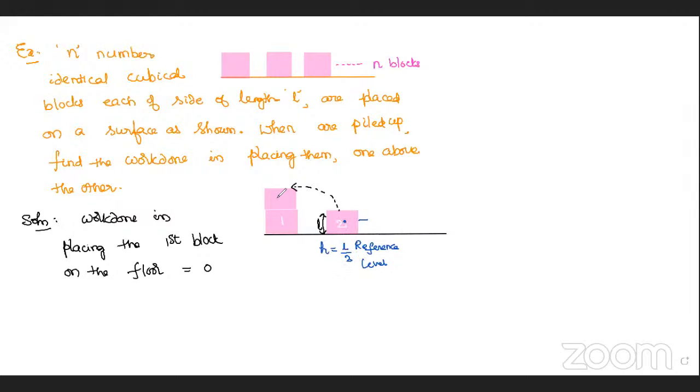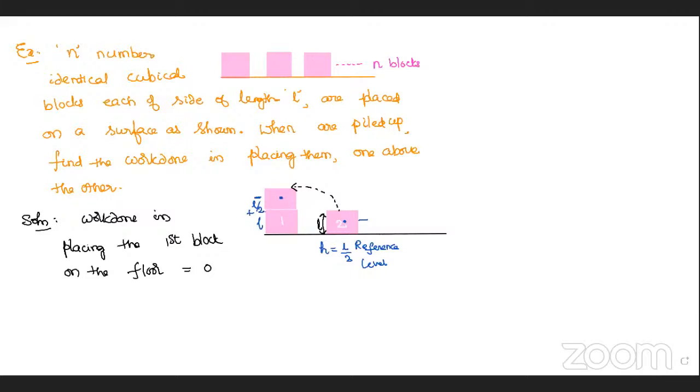When it is moved to here, the center of mass came to what height from the reference level? Till to there, it is L, plus the center of mass came to here, which means L by 2. Altogether L plus L by 2. So you changed the potential energy of the second block from L by 2 to L plus L by 2. Changed the potential energy means, try to understand.